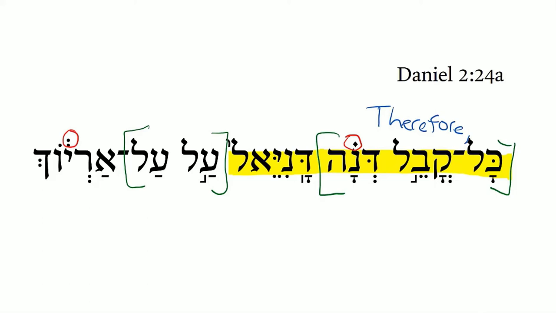We want to read up to the Zakef Katon. And here we have Aryok. And if you remember, Aryok was the official sent to kill the wise men of Babylon.